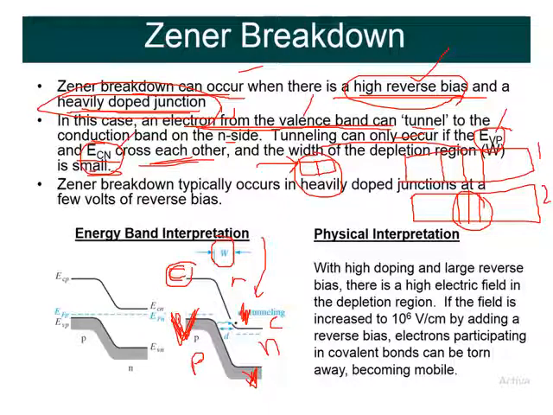High reverse bias, what happens due to it? Overlapping will happen. And what happens due to the heavily doped junction? The depletion width will be less, or this distance is less. So the electron from this side can directly jump to this side, and this process is called tunneling.